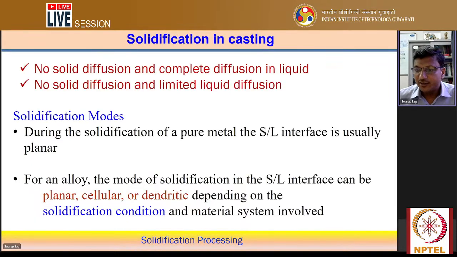Now, I am just trying to explain a few critical parts once again associated with this course. One is the solidification in casting process.